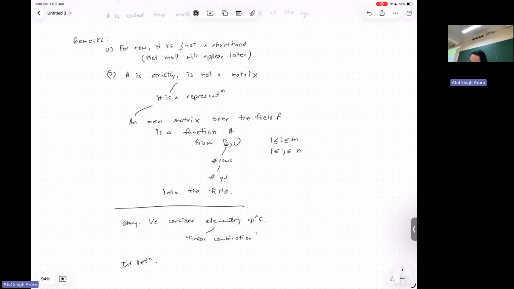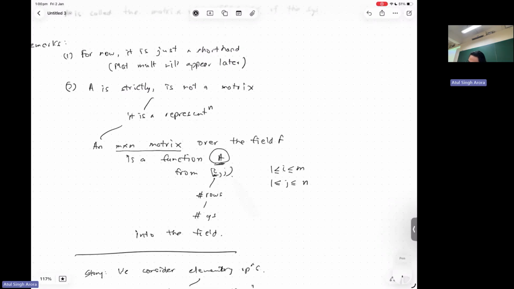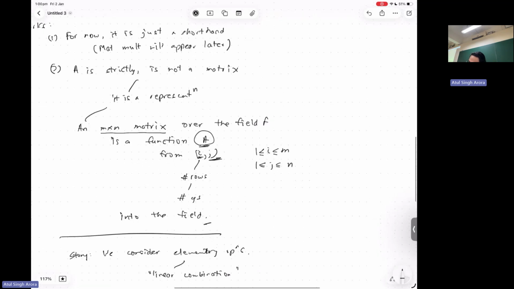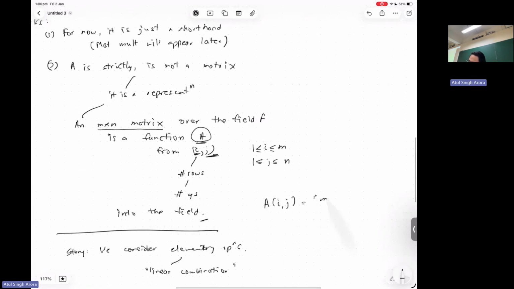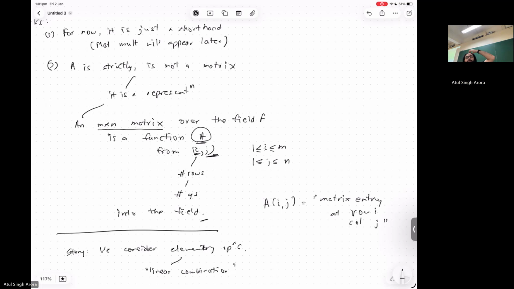So what I'm defining is a matrix here. A matrix is a function from these indices into an element in the field. So for example, A of i comma j would be the matrix entry at row i and column j. That is what is being said. Is that okay? Did I answer your question? Did I misunderstand your question? What is your question again?